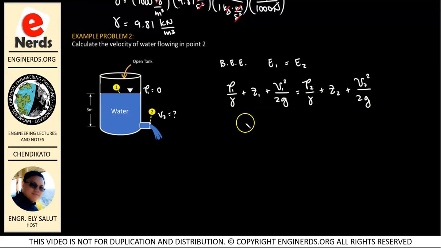So, let us try to determine yung mga values natin. What is the pressure at point 1? So, since this is exposed to the atmosphere, that means our pressure at point 1 is equal to 0. So, this is equal to 0.